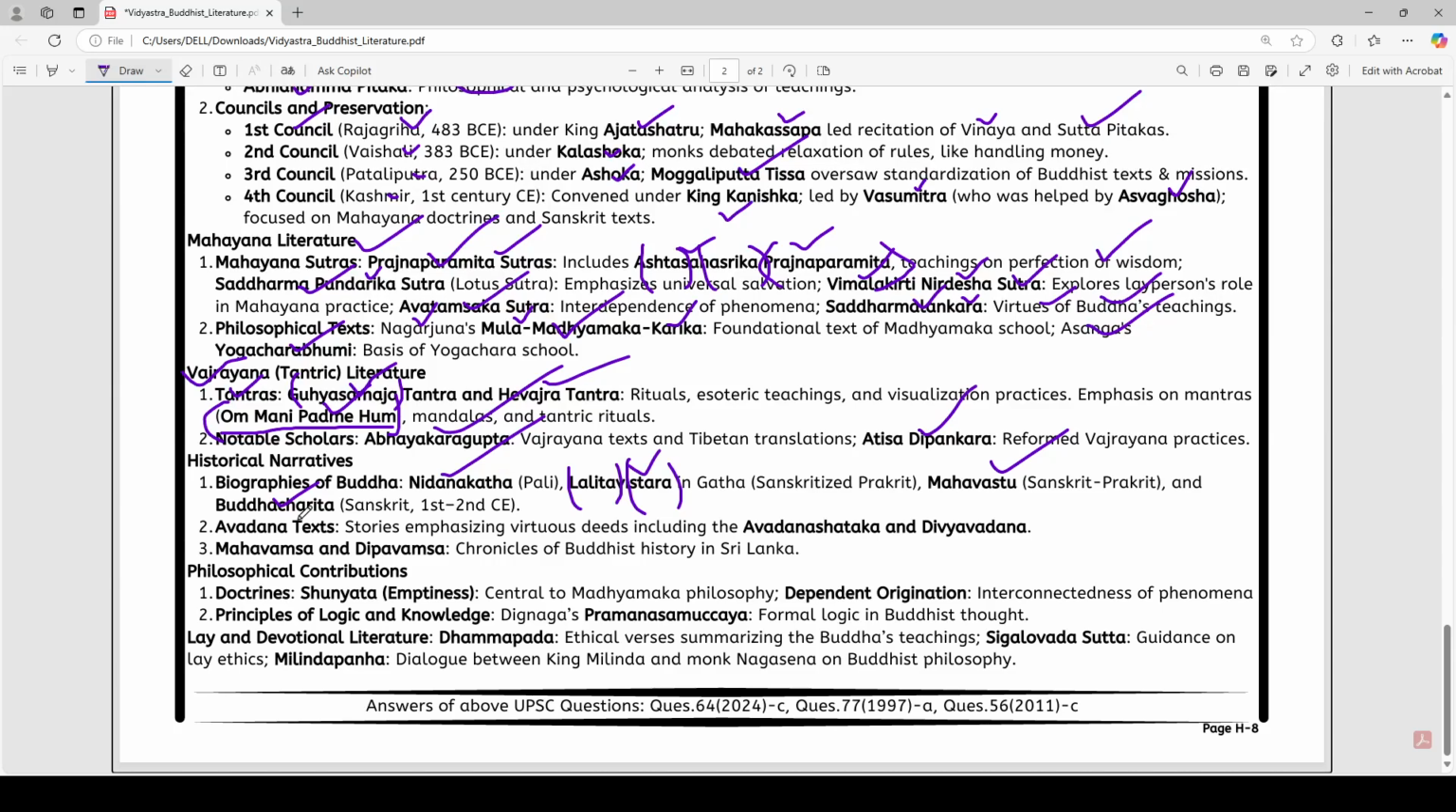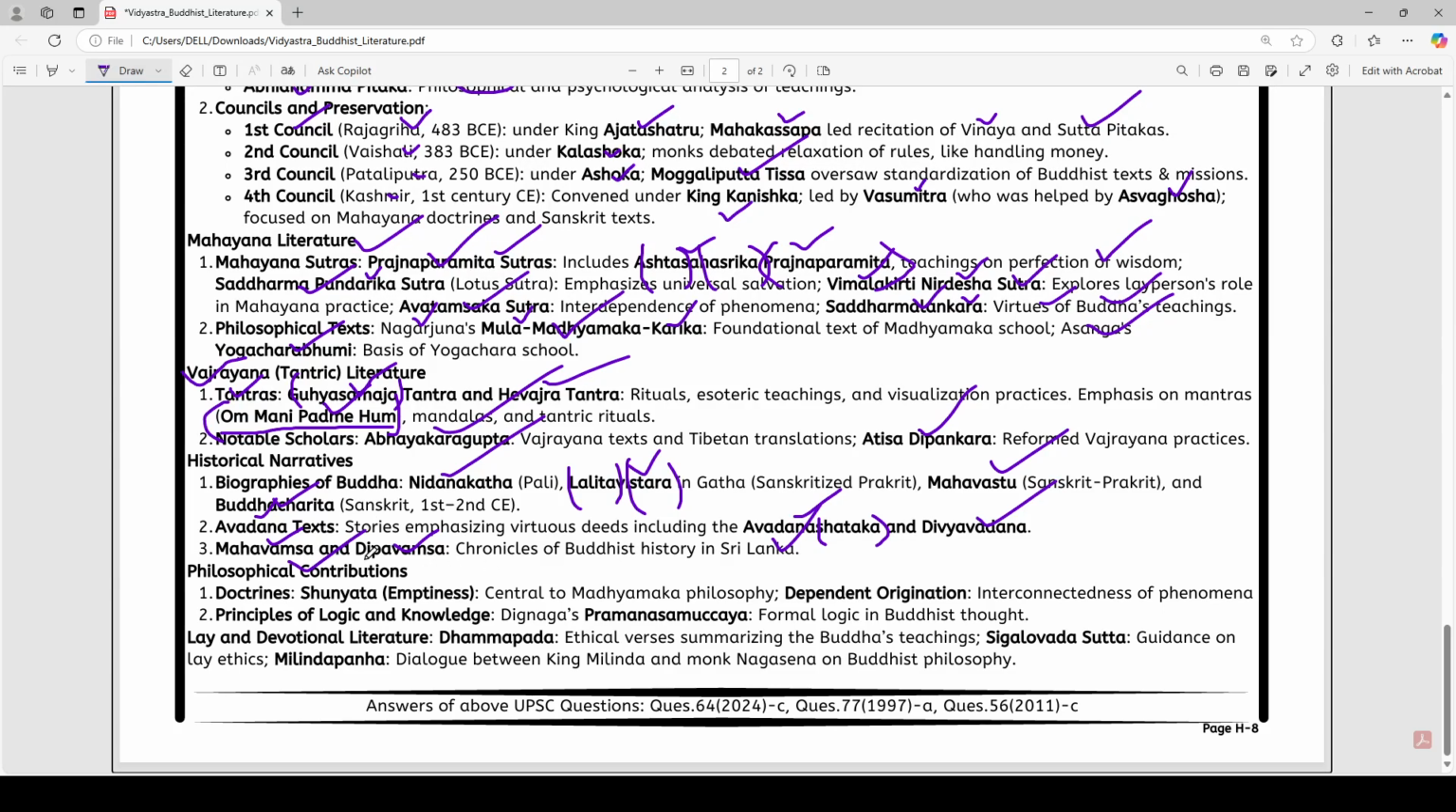Okay. Then there is the Avadana text. The word Avadana you need to understand. Avadana means deeds, good deeds. So there are two Avadana texts. Avadana Shataka means the 100 good deeds. And Divyavadana, the divine deeds. And now there is the Mahavamsa and the Deepavamsa. Mahavamsa means the great chronicle and the Deepavamsa means the chronicle of the island. Which island are we talking about? Sri Lanka. Buddhism was very popular in Sri Lanka. In fact, it is even today.